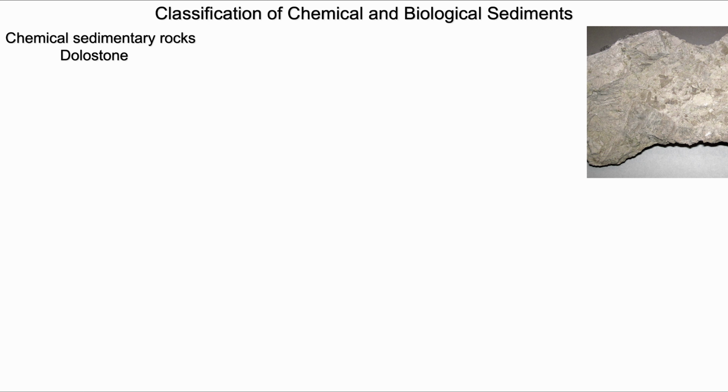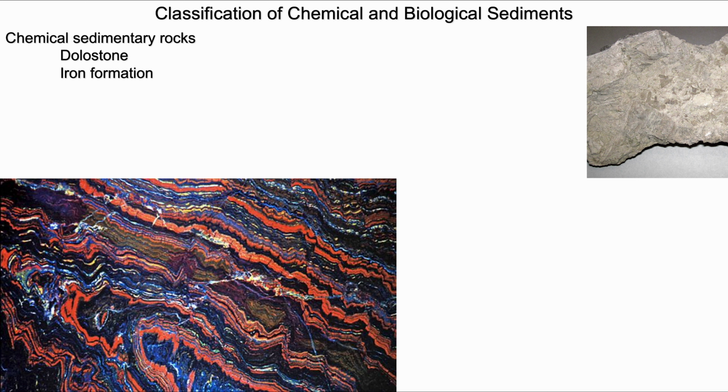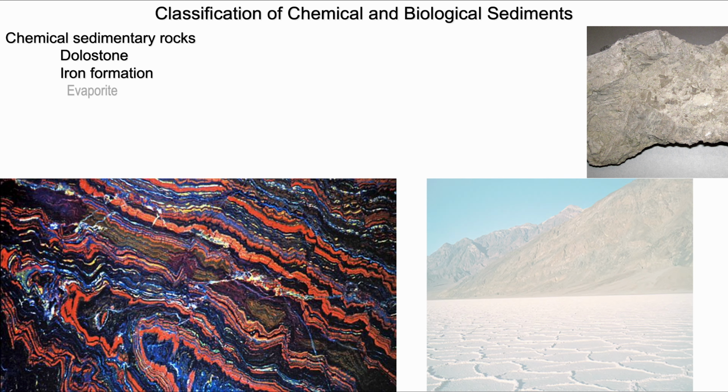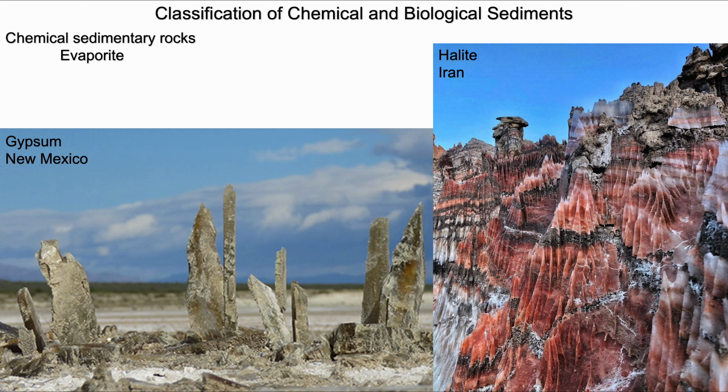Chemical sedimentary rocks, on the other hand, include dolostone, a calcium-magnesium carbonate, iron formations, which are iron oxide for the most part, and evaporites, in this case salts that are forming in semi-arid regions to arid regions that have a supply of water. Some other examples include gypsum, seen here as crystals growing out of the white sands in New Mexico, and the halite deposits that form the salt mountains of Iran.